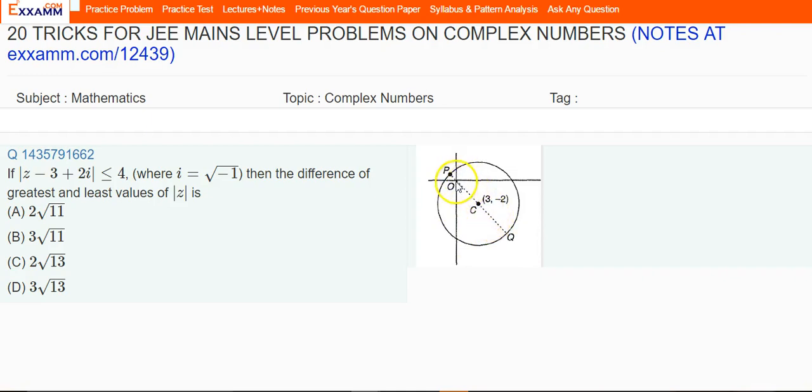So where will we get the biggest distance and shortest distance? We will get that distance when we join the origin to the center of this circle and extend it both ways. Then this OQ would become the largest distance of any point inside this circle and on the circle, and OP would represent the minimum distance. So the trick is to join the origin, or whatever be the value which we are supposed to find. Suppose we are given modulus of z is equal to 7.